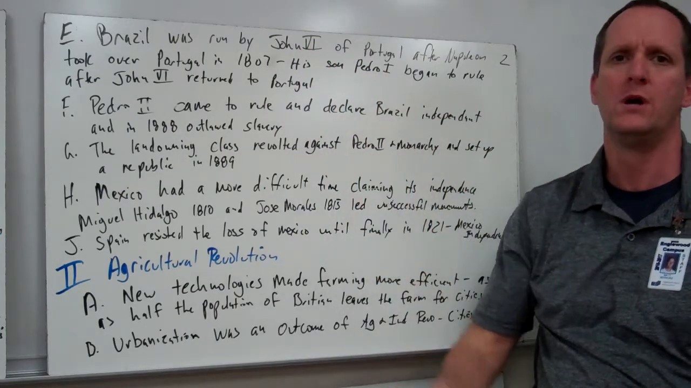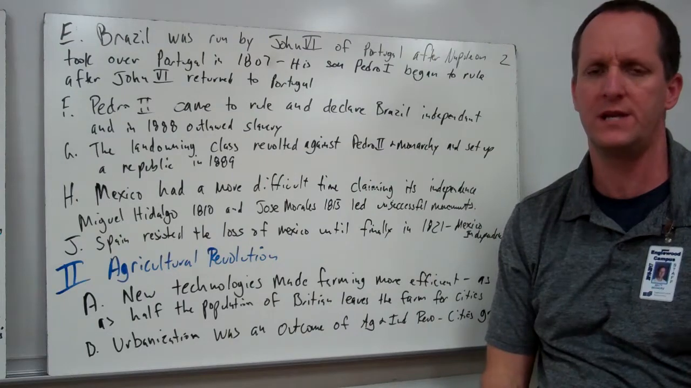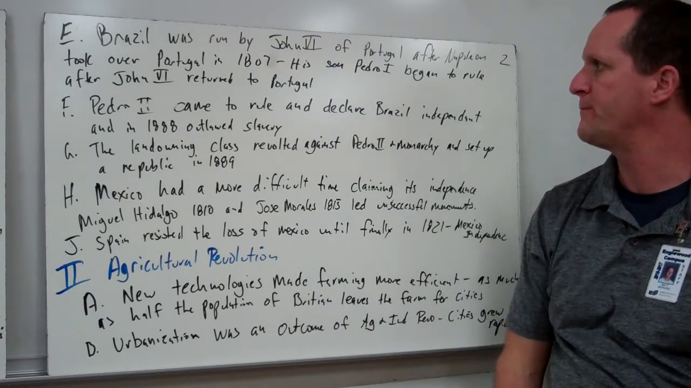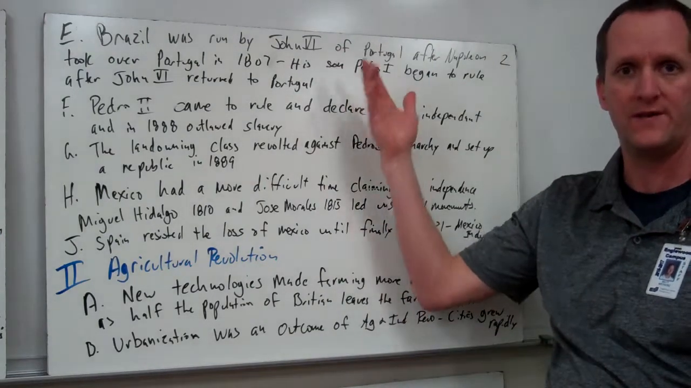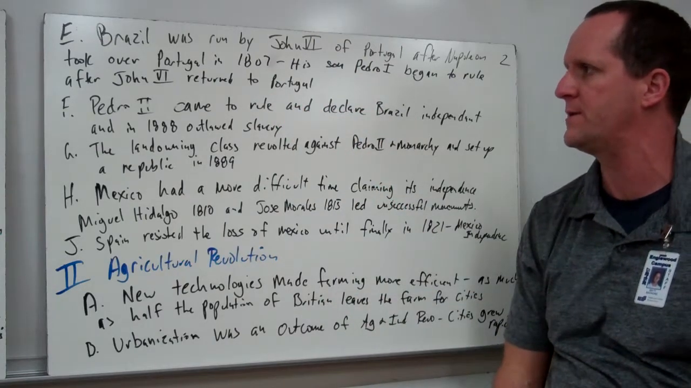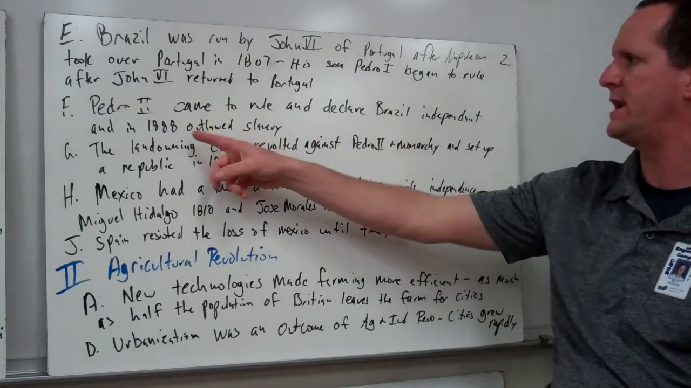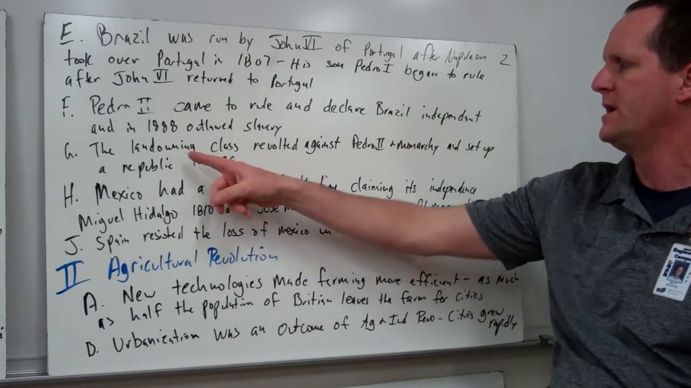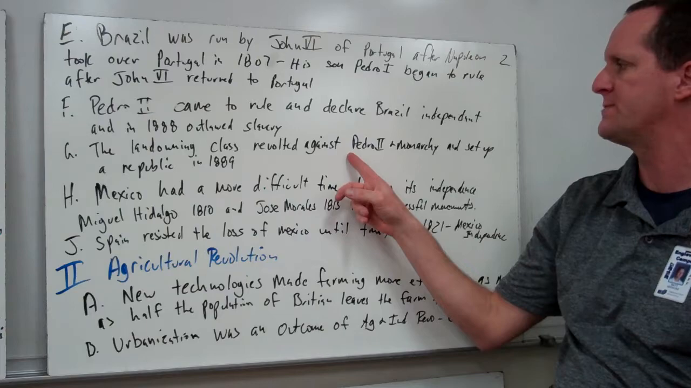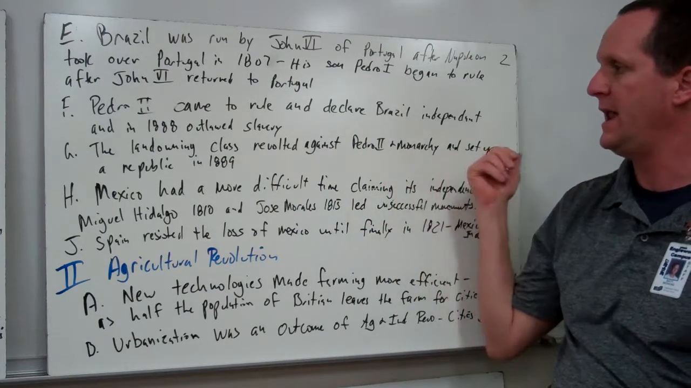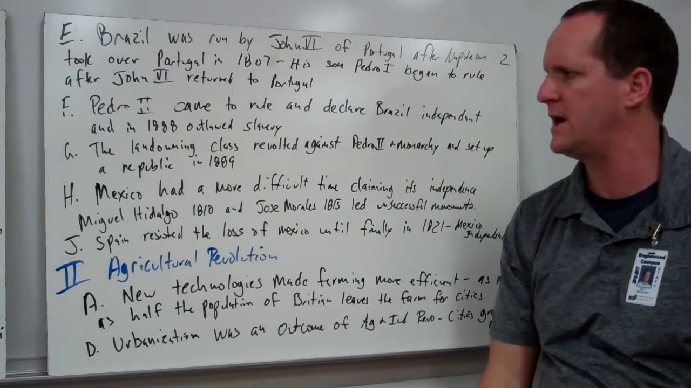His son Pedro grew up most of his teenage years in Brazil, and when his father left he stayed and fought for its independence. Pedro II came to rule and declared Brazil independent, and in 1888 outlawed slavery. Now the landowning class revolted against Pedro II and the monarchy, and then set up their own republic in 1889.